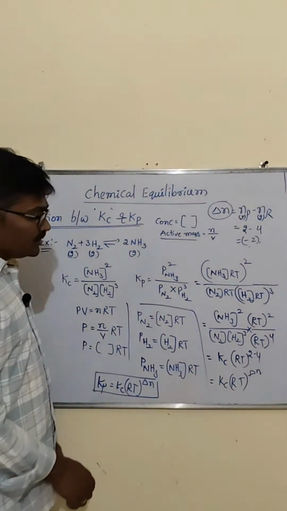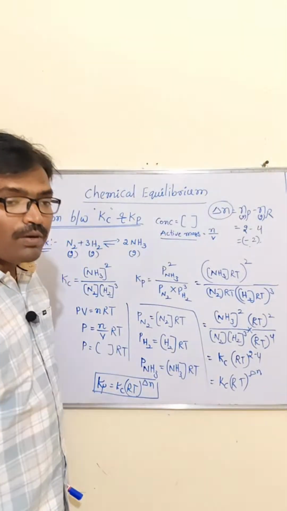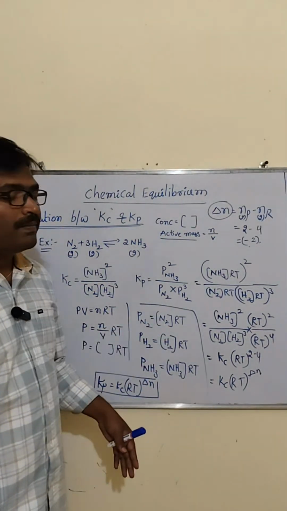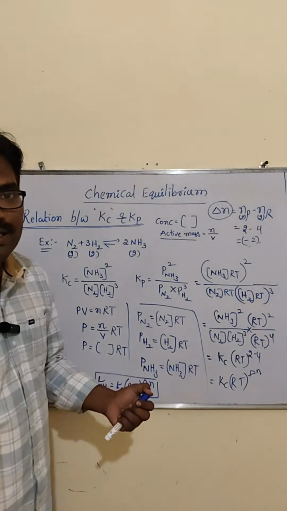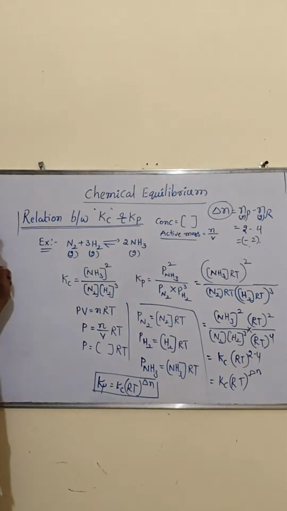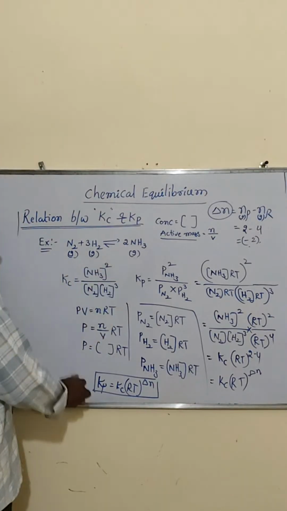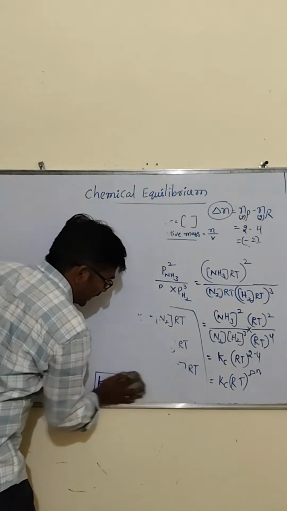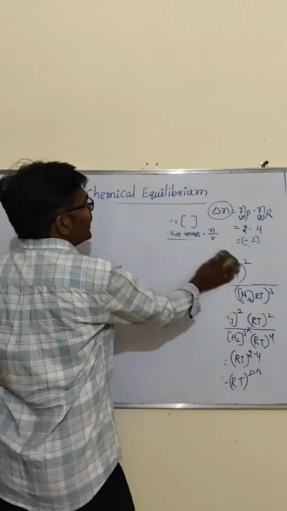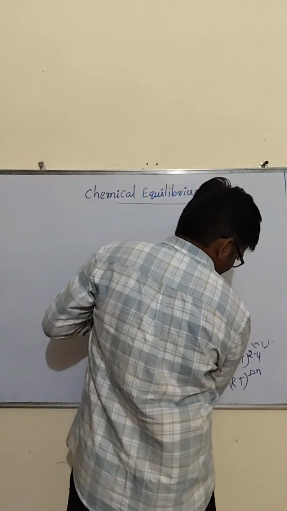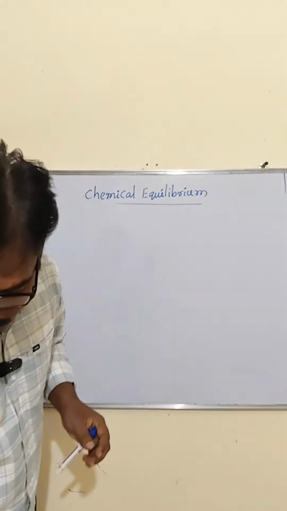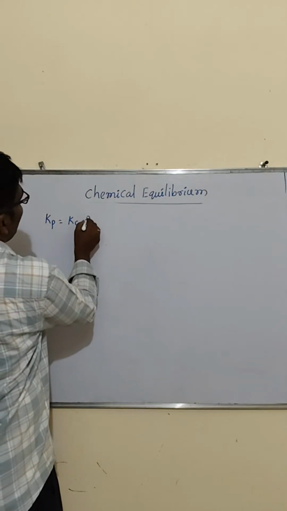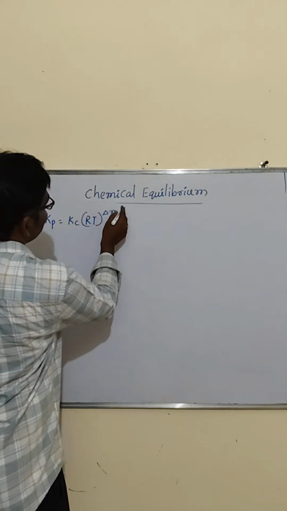So next, based on this, what type of questions are asked in previous examinations, that is in JEE Mains, NEET or EAPCET, we have to discuss now. So what is the relation between Kc and Kp? Kp equals Kc into RT power delta n.